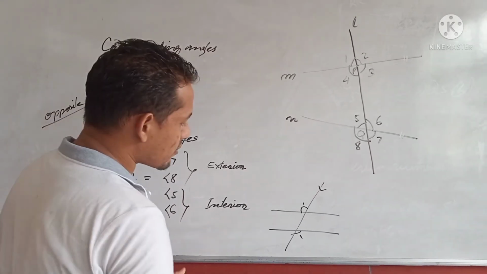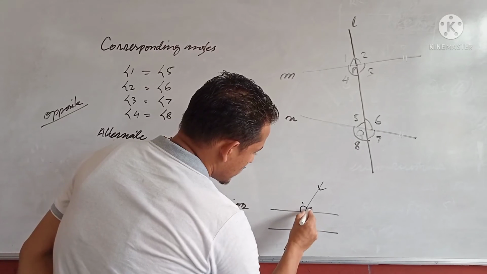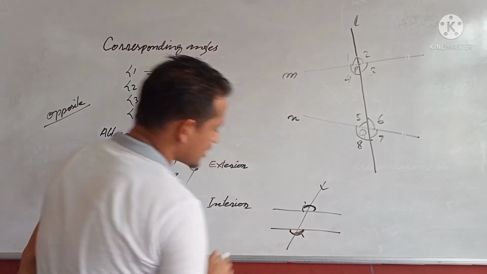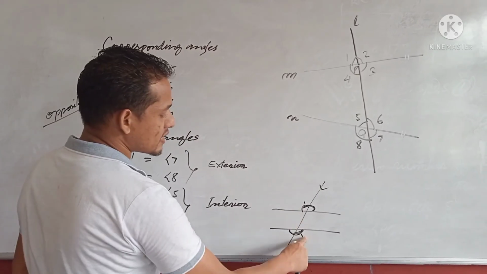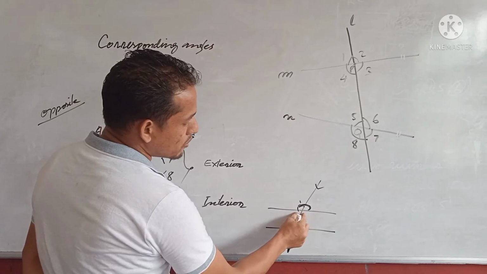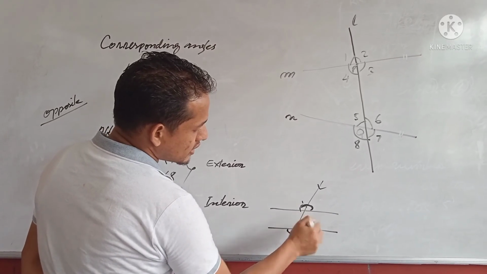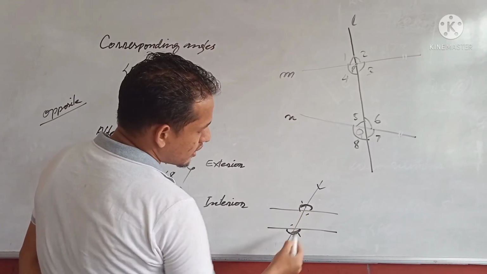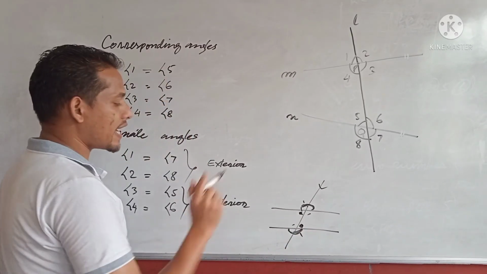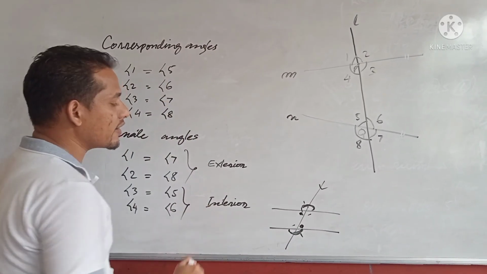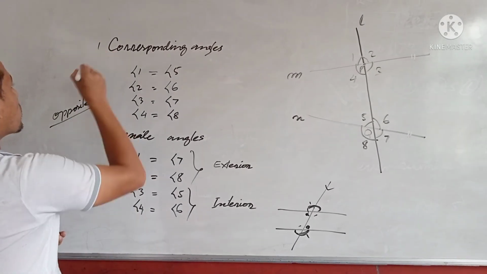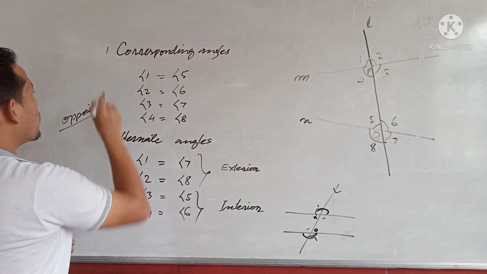To identify which is which, you have to see this one is outside, this one is inside. So whenever we take the outside ones, they are alternate exterior angles. If we take the inside ones, this and this, again this and this, then they are called alternate interior angles. So these are the 2 points we have to study.